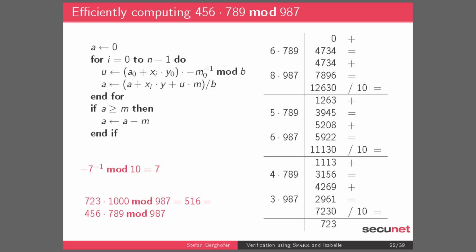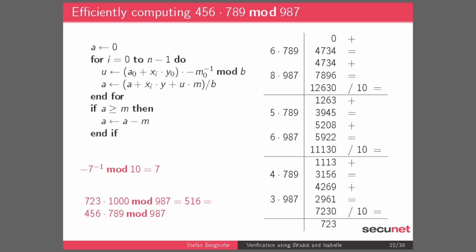Then we do it another time. The next intermediate result is 5,208. It's also not divisible by 10. So we add 6 times 987. That's again divisible by 10. And then finally we get the desired result. It's not quite the result we want because we have to multiply it with 1,000, but we can check that it really works.